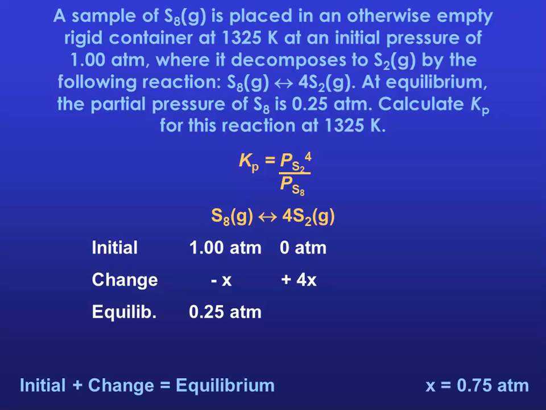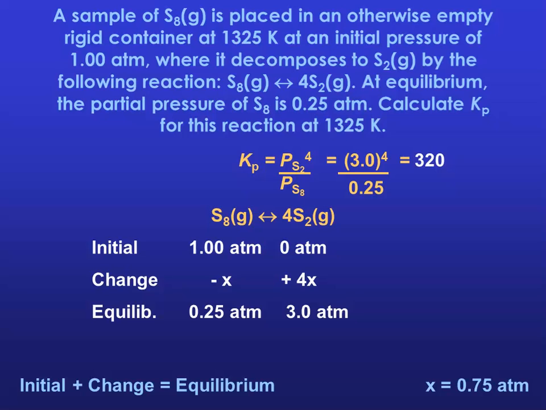Well, we know what x is, 0.75. So at equilibrium, 4 times 0.75 would give me the partial pressure of S2, which would be 3 atmospheres. I substitute those equilibrium partial pressures into my equilibrium expression. I solve the math. They both have 2 sig figs, so my Kp is 320.